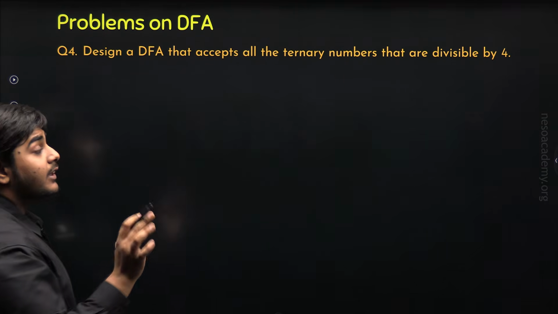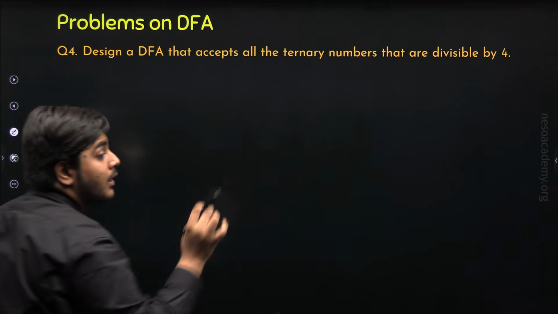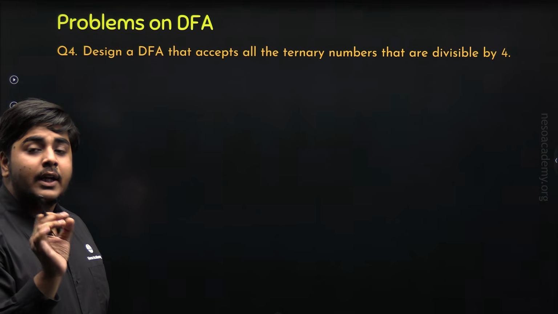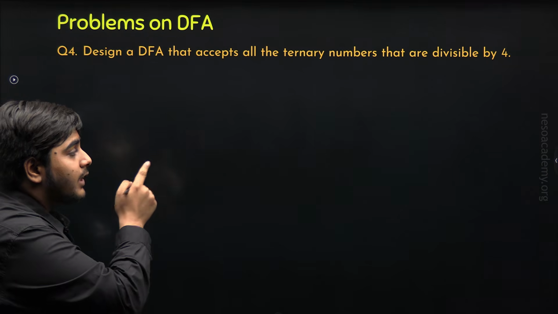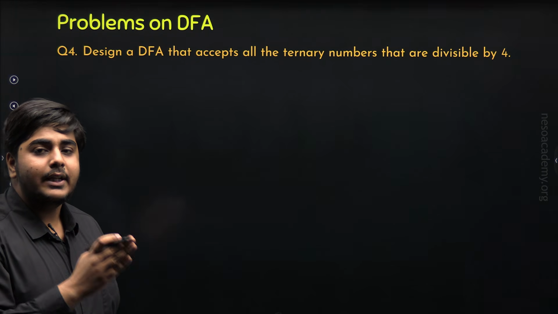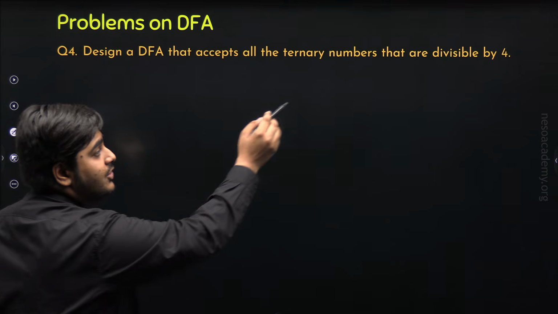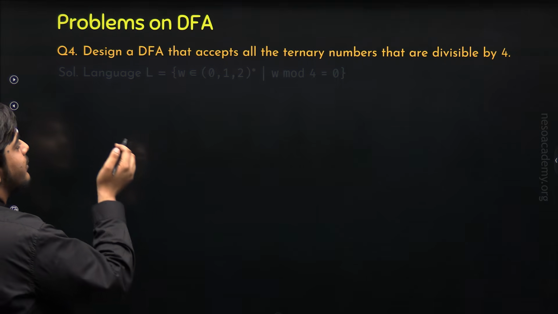Here we have considered the binary numbers, but here it is written ternary numbers. Binary means 2. That is why the binary numbers are 0 and 1. But the word ternary means 3. So the ternary numbers are 0, 1 and 2. And here we are checking the divisibility by the number 4. So let's see the language.